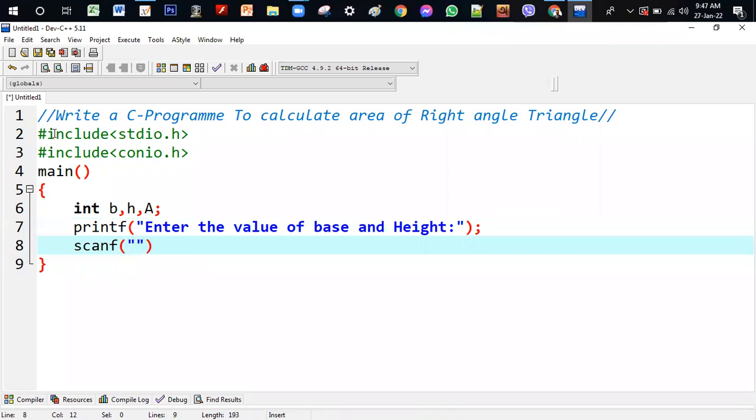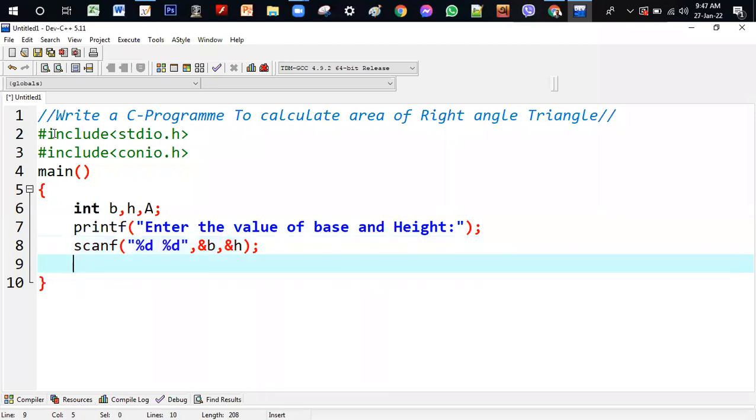Now the double quotation, the percentage sign d. D is called the decimal type integer, and again percentage sign d. Now we have to address base and height. So address of b comma address of h, base and height. Now semicolon.